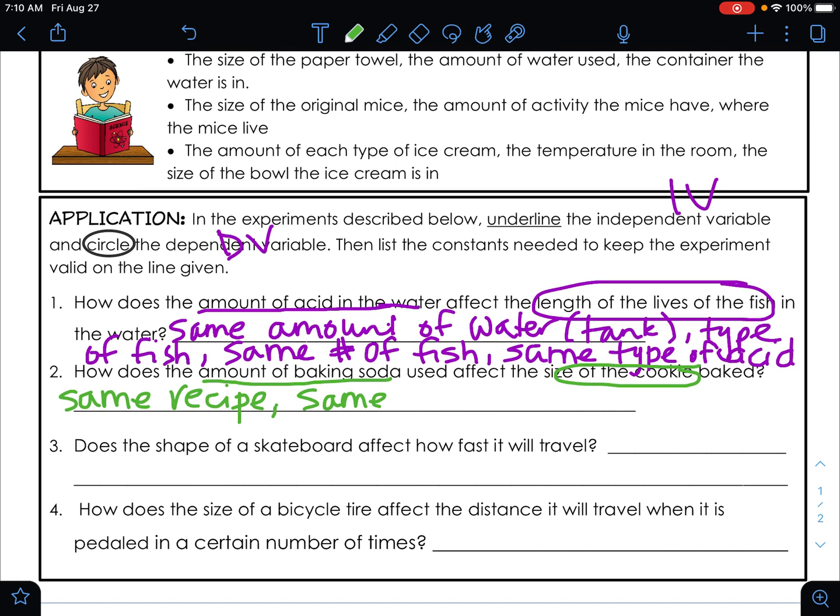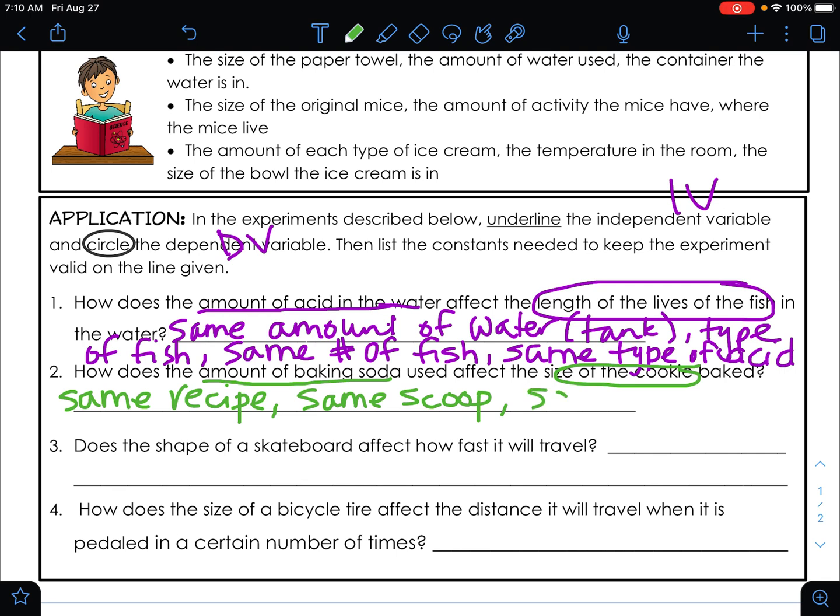We need to have the same scoop. So you have to put the same amount of cookie on the cookie sheet when you are baking them, because if you put a whole bunch of cookie dough, as you know if you've made cookies, if you put a big scoop of cookie dough on your cookie sheet, you're going to get a really big cookie, not because of the baking soda, but because of the amount of dough put on the cookie sheet, right?